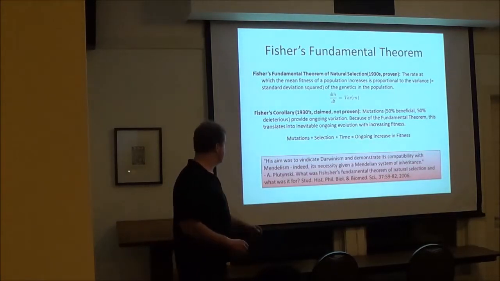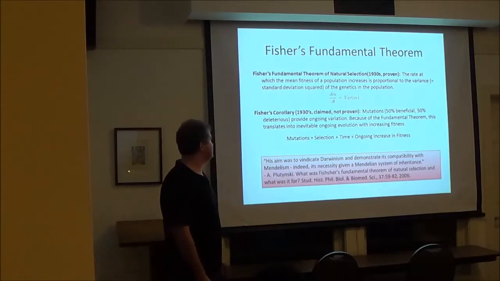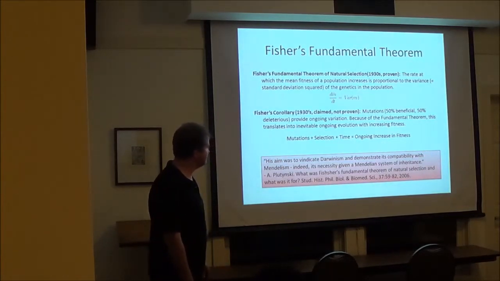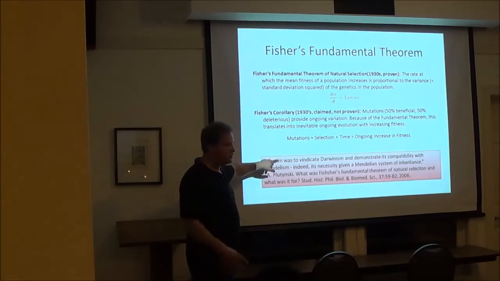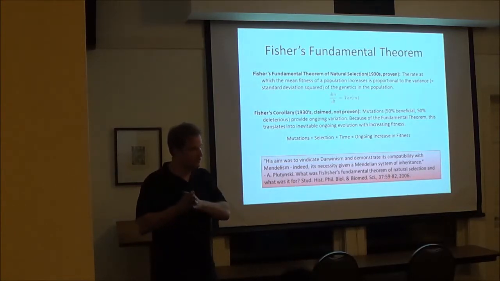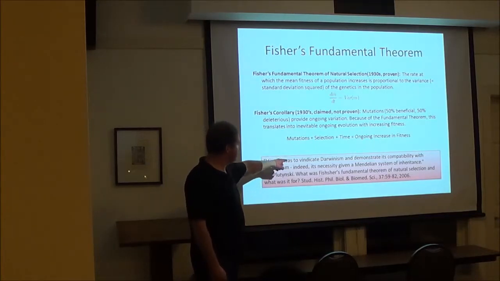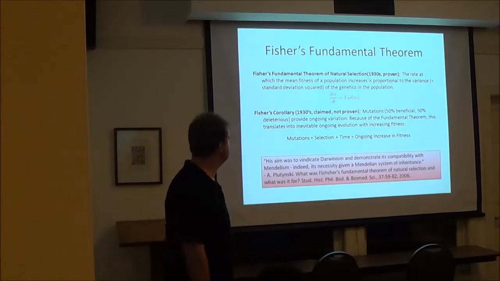So here's a quote from one of the papers on Fisher's theory. "His aim was to vindicate Darwinism and demonstrate its compatibility with Mendelism. Indeed, its necessity, given a Mendelian system of inheritance." So Mendel's laws were observable and testable. Darwinism as a whole, overall species, was not. So people went with Mendelism because it's testable science. They needed to vindicate Darwinism in that era, and so that's what Fisher did.